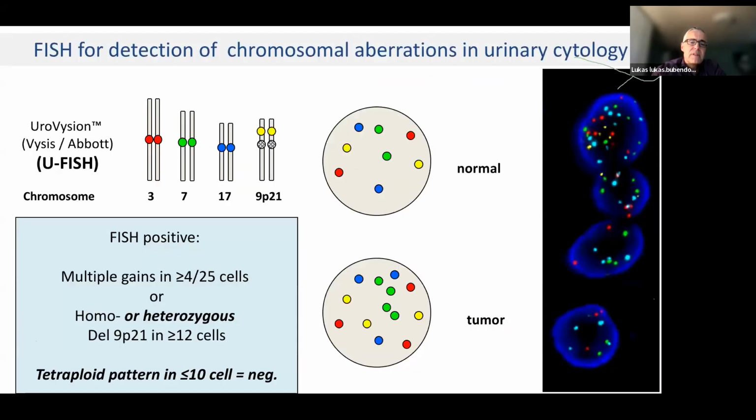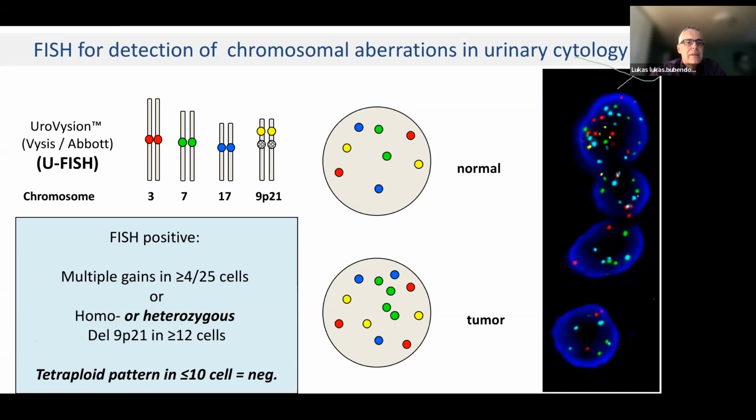Now, for the time being, it's this fluorescent in situ hybridization, UroVysion FISH, the one that can be used and where a lot of literature is around. I don't want to make experts out of you on FISH, because some of you might also already have some experience, at least theoretical. It's not so difficult.